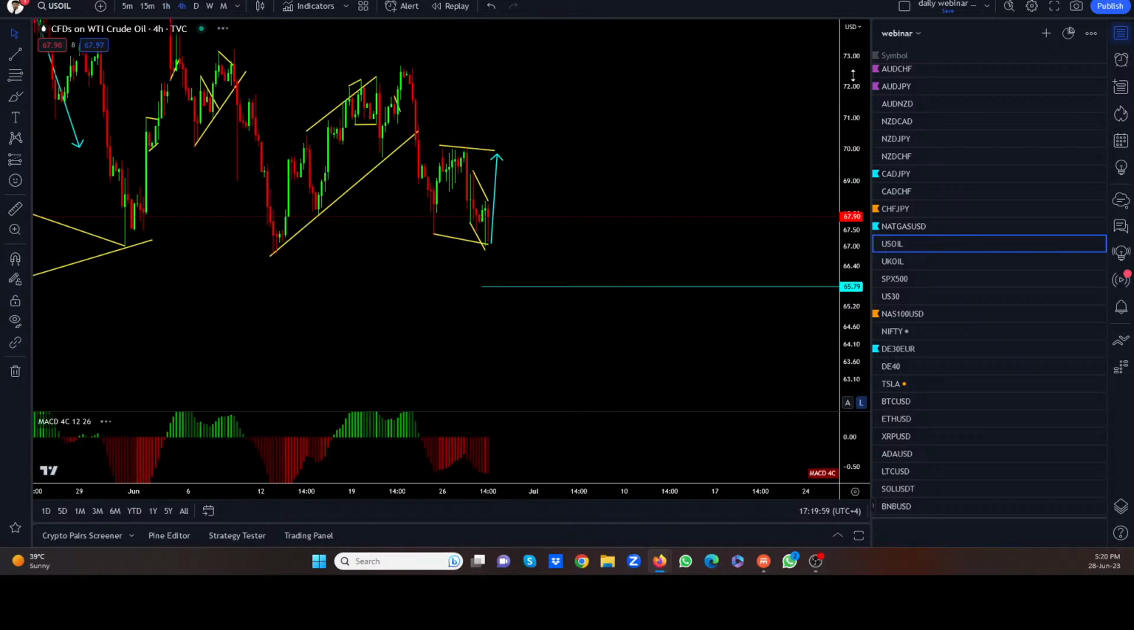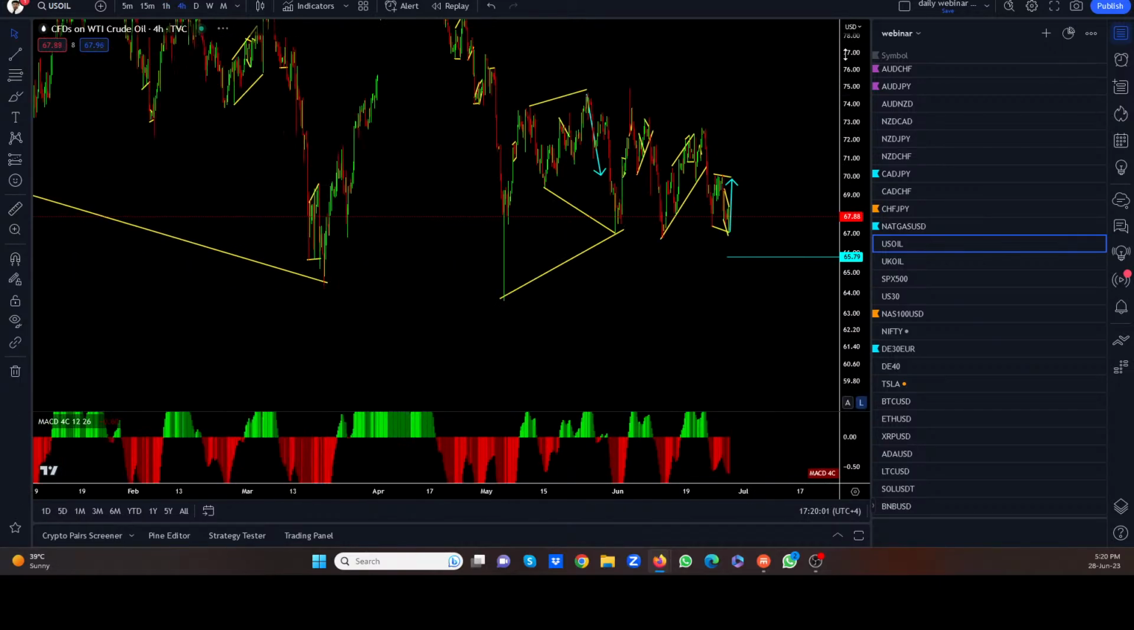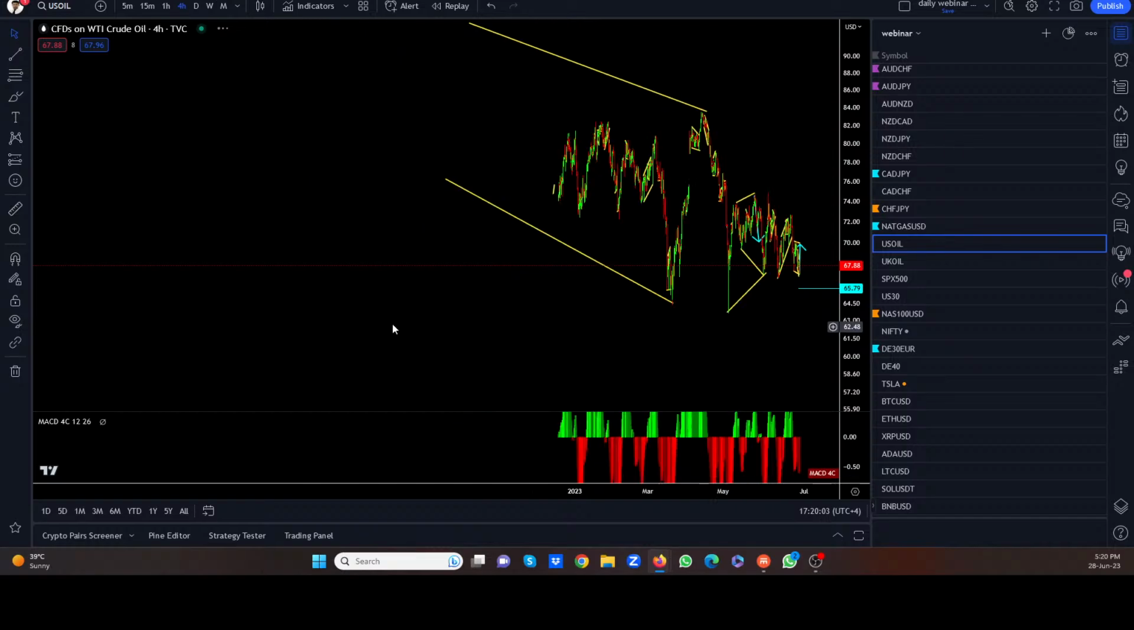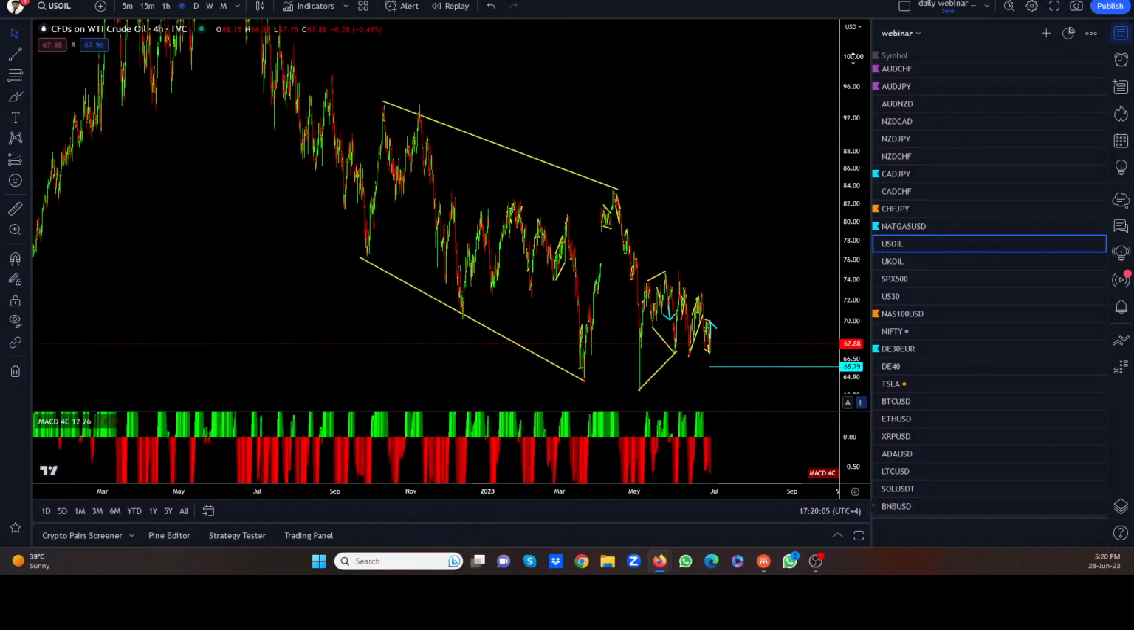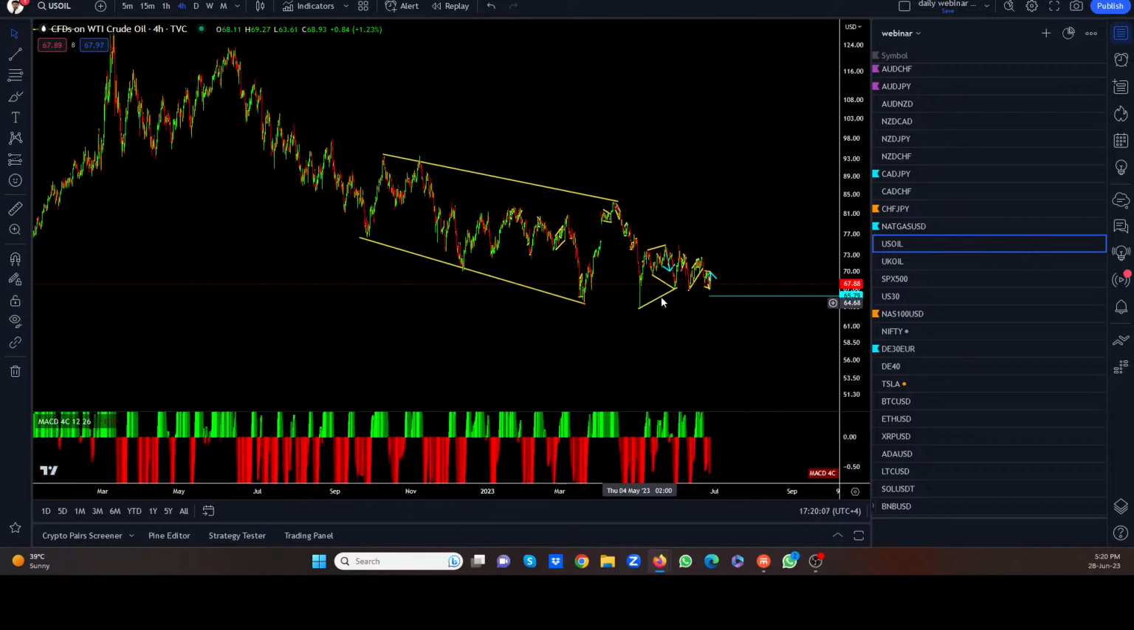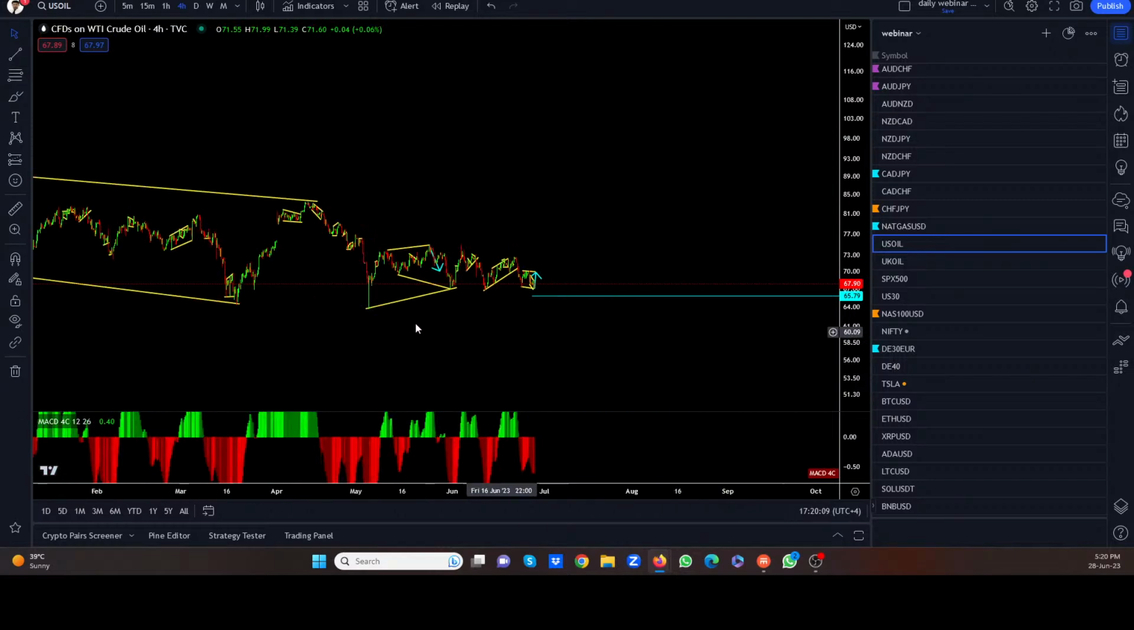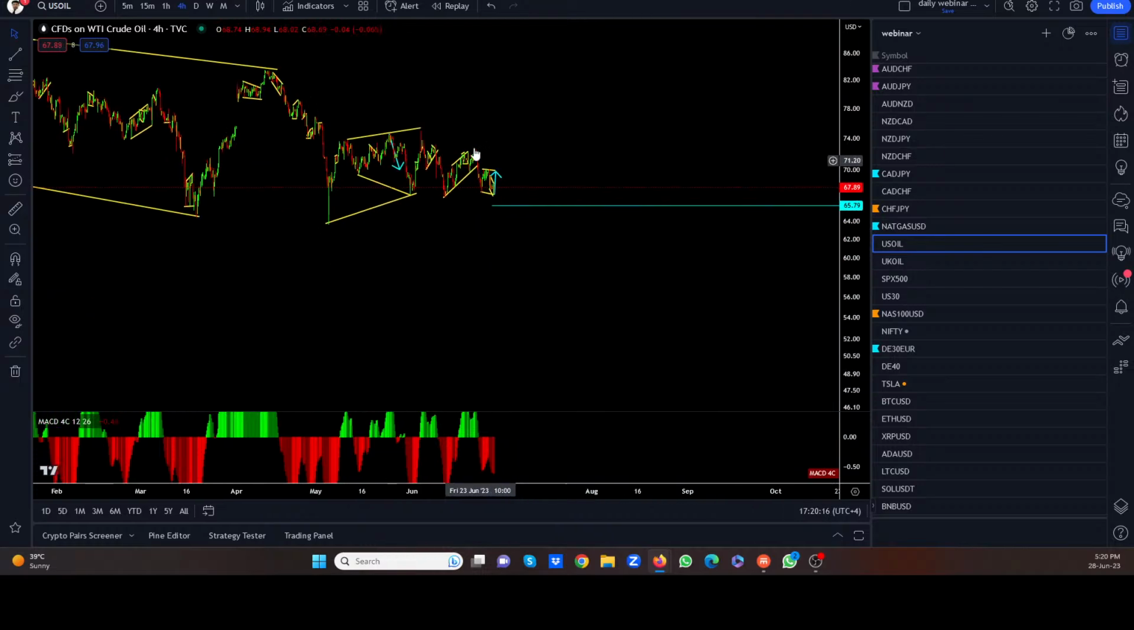Bigger picture, this is what it looks like. See? You can look at all the flat patterns, right? We made a big flat, we dropped, we made another flat. See, this is a 1, 2, 3. This one should come here. Then we drop. We make another correction, we drop. We're making another flag here. I think once we make this one here, we could probably drop like this.